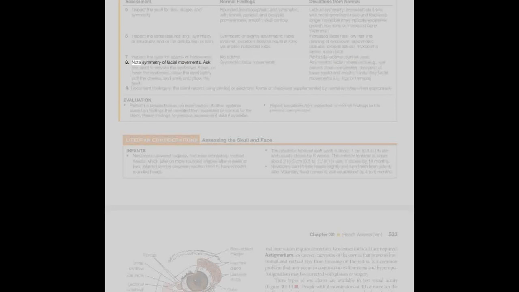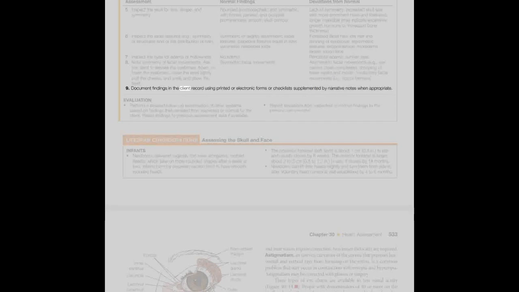8. Note symmetry of facial movements. Ask the client to elevate the eyebrows, frown or lower the eyebrows, close the eyes tightly, puff the cheeks, and smile and show the teeth. Symmetric facial movements; asymmetric facial movements, for example, inability to close completely, drooping of lower eyelid and mouth, involuntary facial movements, i.e., tics or tremors.